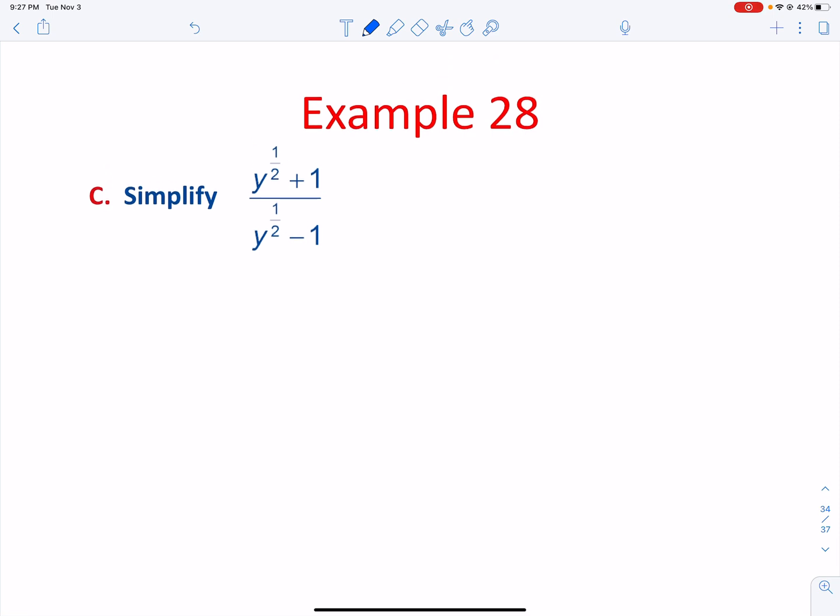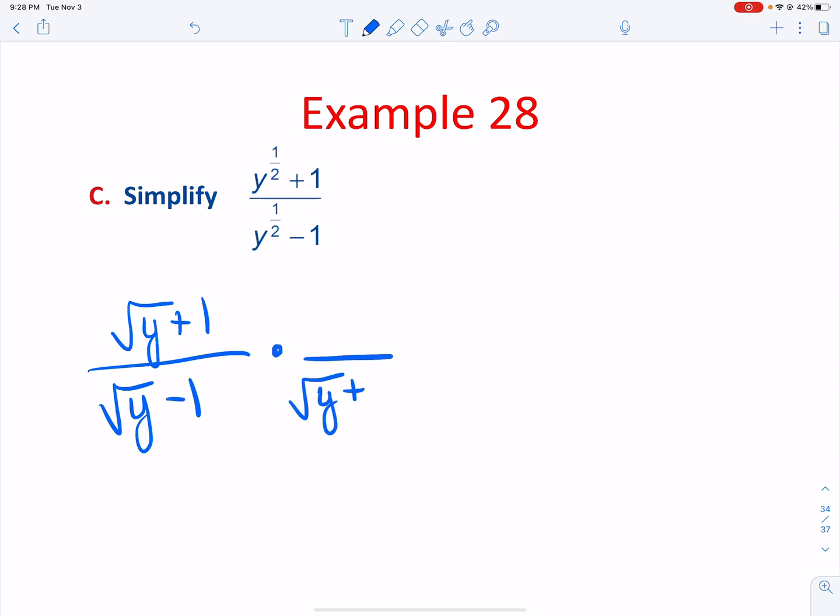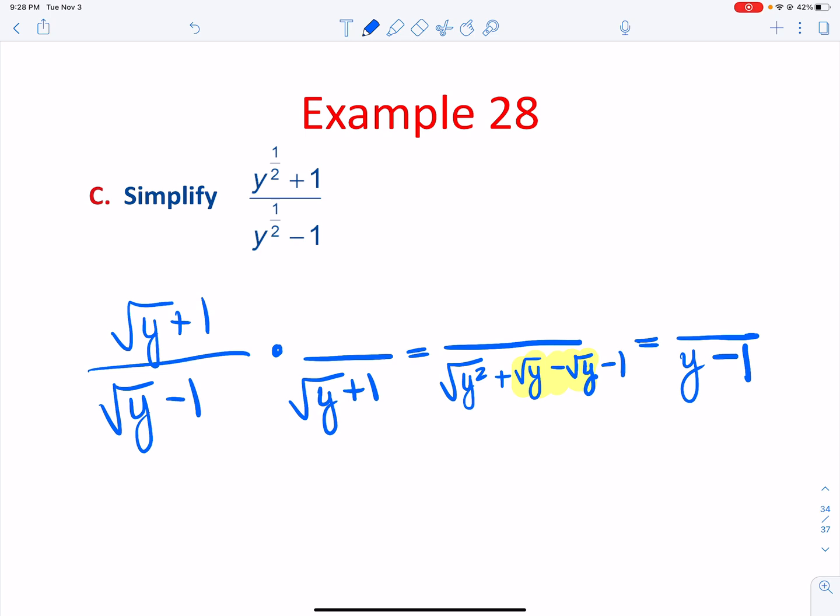I would rewrite it like this: the square root of y plus 1 divided by the square root of y minus 1. Because we've dealt with radicals before. We did i's. And so wouldn't I multiply by the conjugate, which would be the square root of y plus 1? Because then on the bottom, I would have the square root of y squared minus the square root of y minus 1 squared. Well, wouldn't my middle things cancel? And isn't the square root of y squared going to be y minus 1? So I got that taken care of.